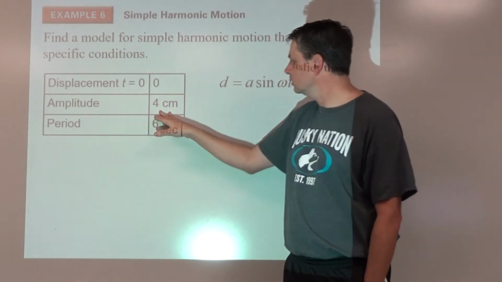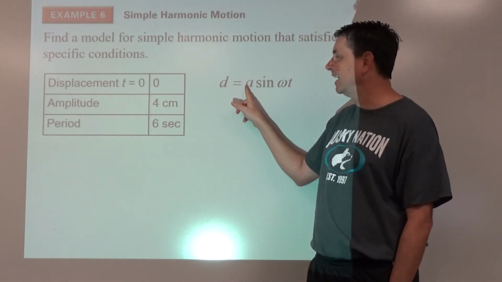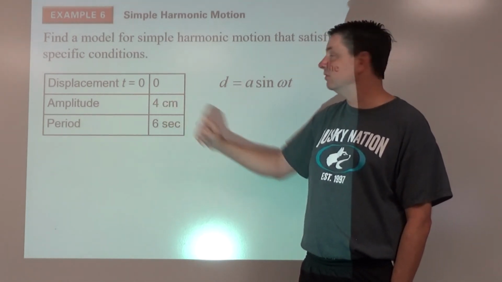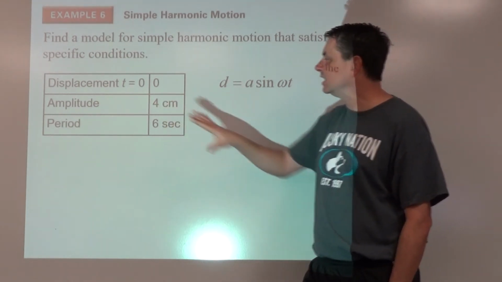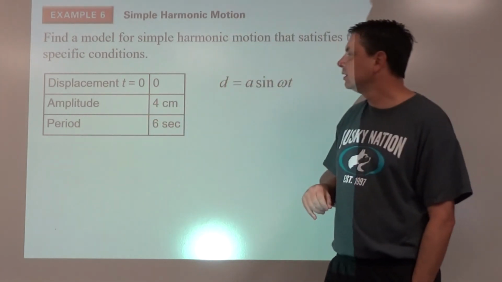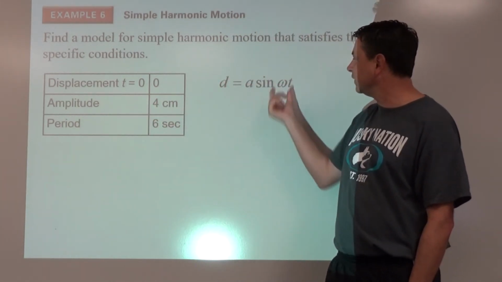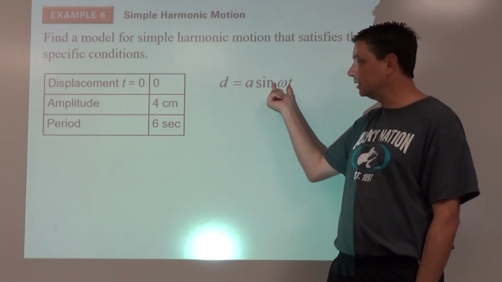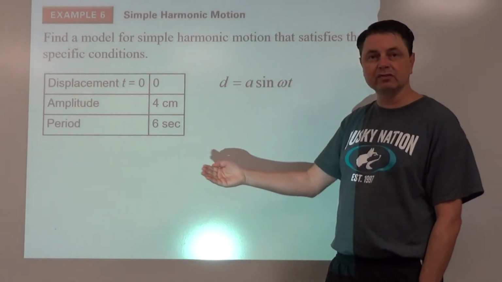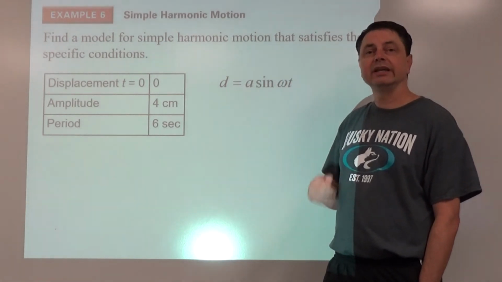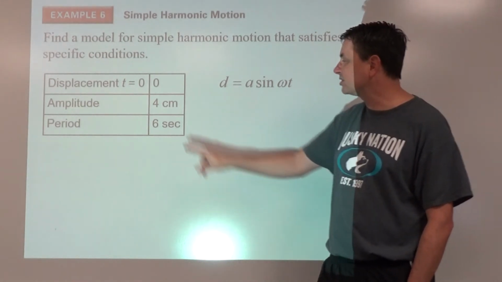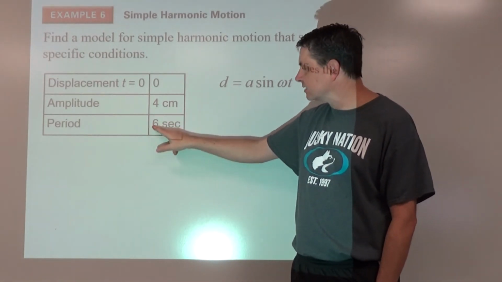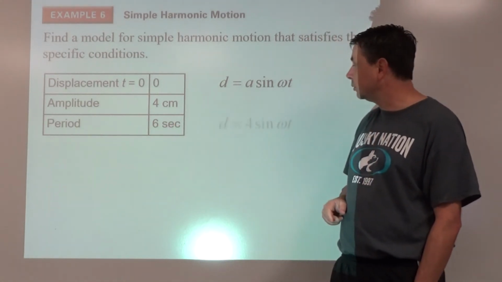Amplitude. That's telling us that A could definitely be 4, so we'll use that. And then the period is going to help us figure out omega. According to the previous formula where period is 2 pi divided by omega, we'll set that up: 6 equals 2 pi divided by omega.